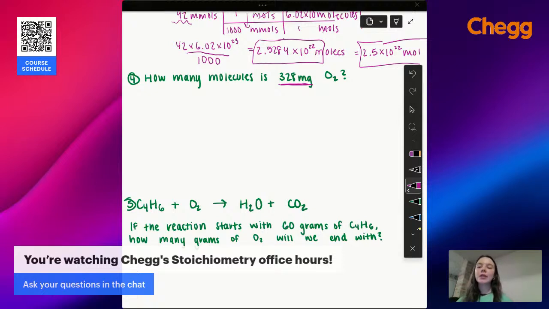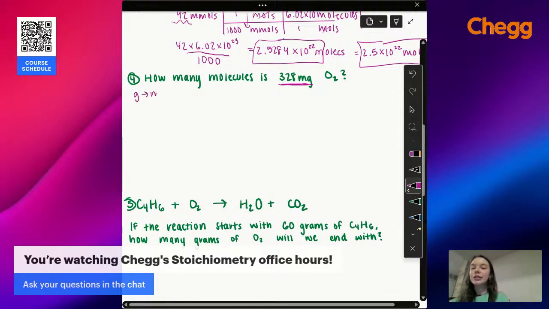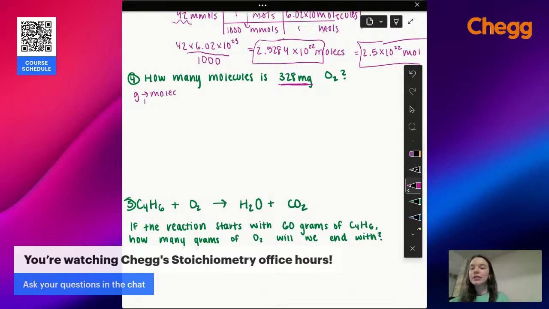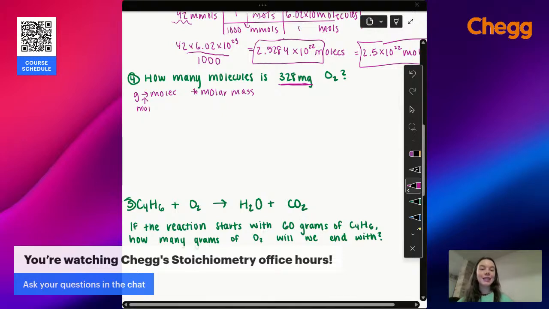The way that I'm going to start is I know that I need to go from grams to molecules. And whenever we're going from grams to molecules, we always need a middle step, and that is moles. Because I need that mole to gram and gram to molecule information, I'm going to need to know my molar mass. So who knows the molar mass of O2? If you know that molar mass, type it in the chat for me.